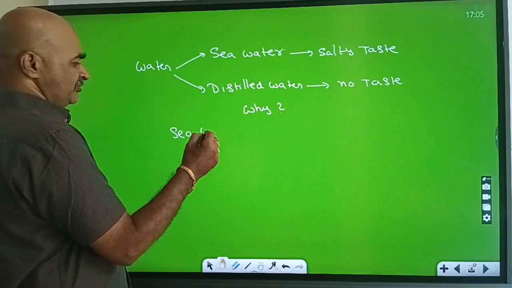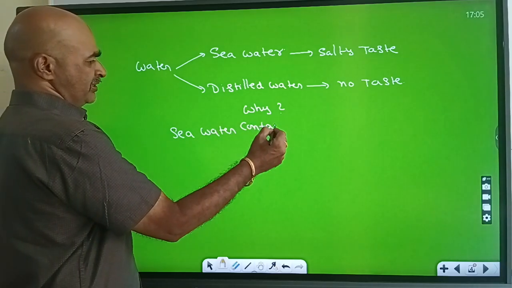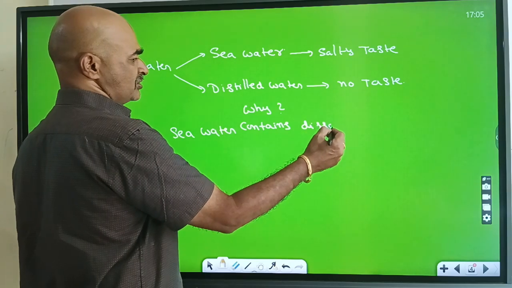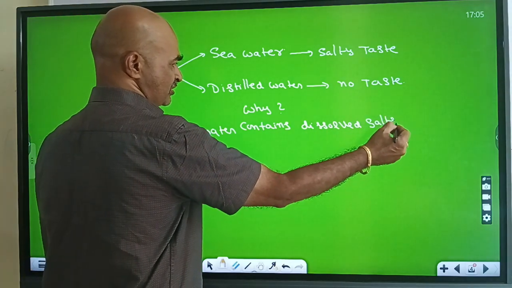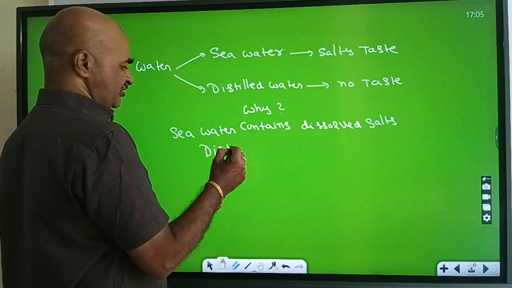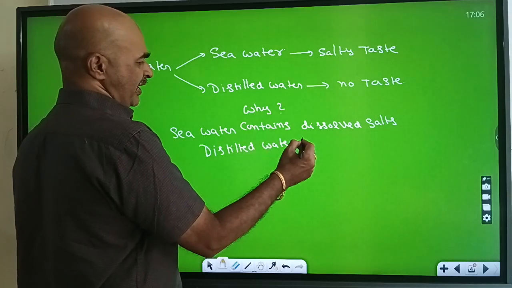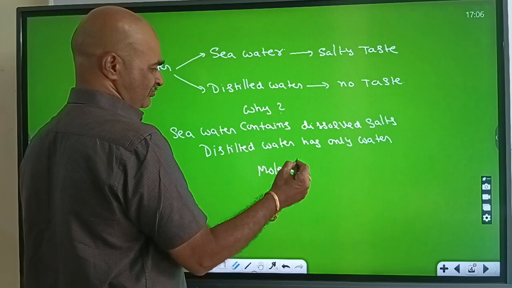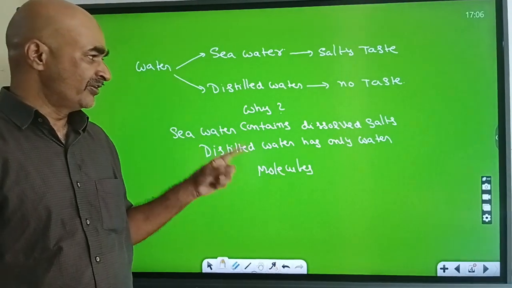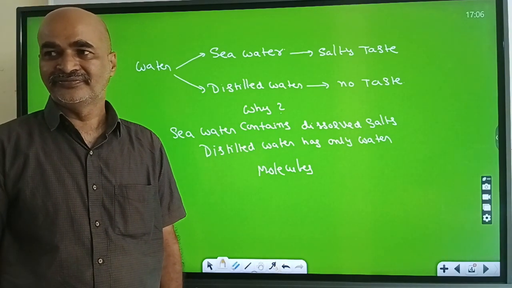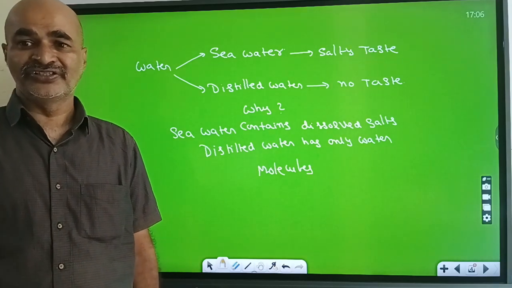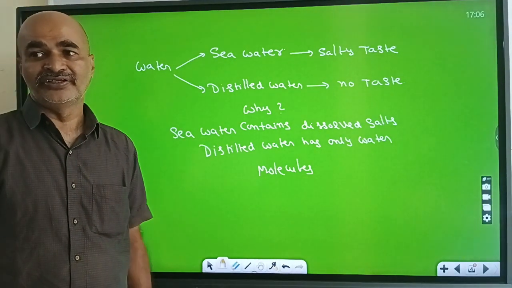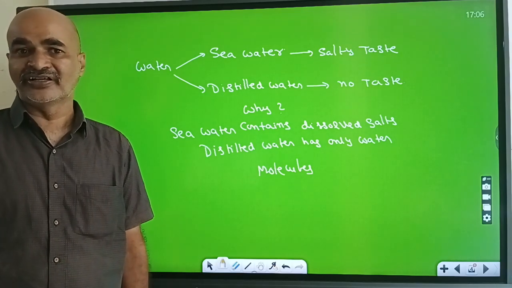Seawater contains dissolved salts. Distilled water has only water molecules. So, the taste of seawater is different from distilled water. So, the composition of a substance determines the nature of the substance. Seawater has NaCl. Its taste is different from distilled water. Seawater contains dissolved salts. Distilled water has no dissolved salts.